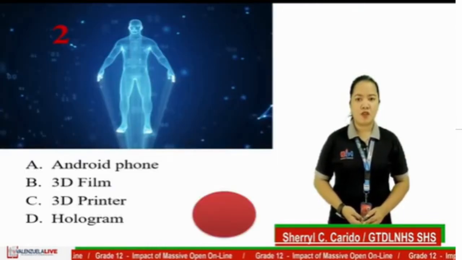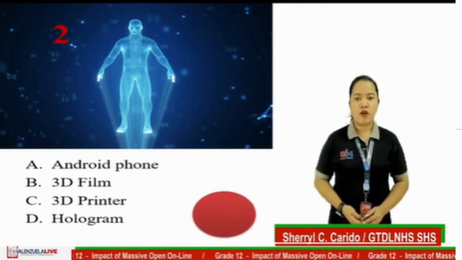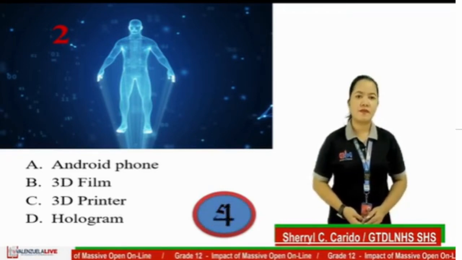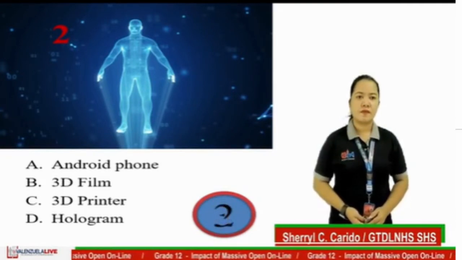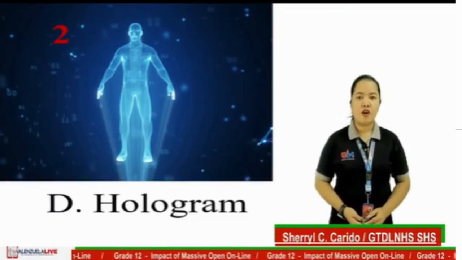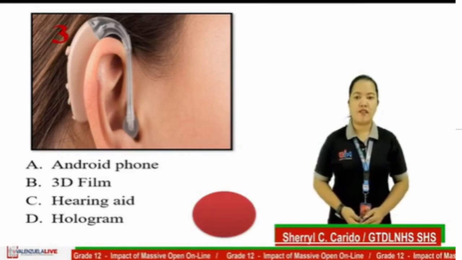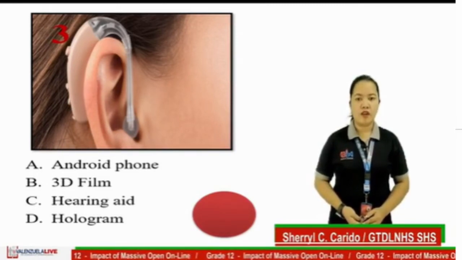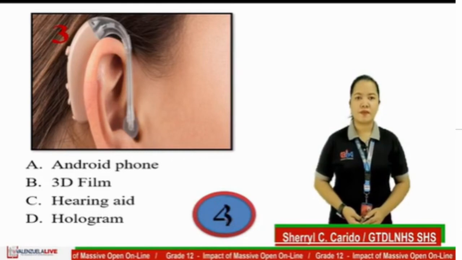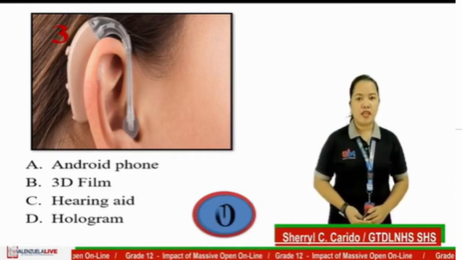Next question. That picture is A. Android phone, B. 3D film, C. 3D printer, or D. hologram? Your 5 seconds starts now. The answer is letter D. Hologram. For third question, that picture is A. Android phone, B. 3D film, C. Hearing aid, or D. hologram? Your 5 seconds starts now. The answer is letter C.